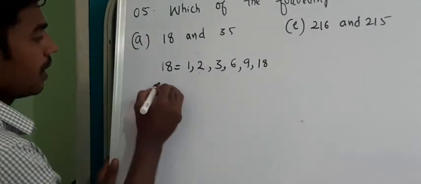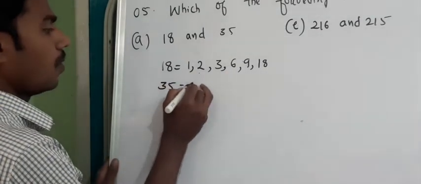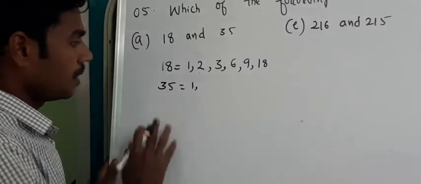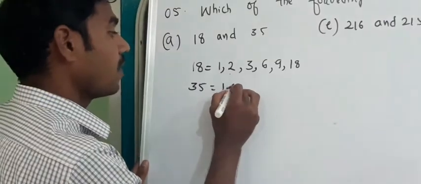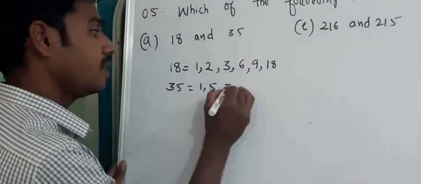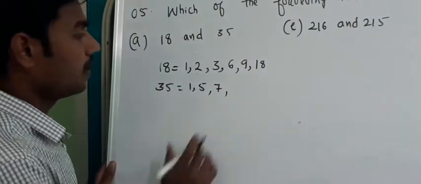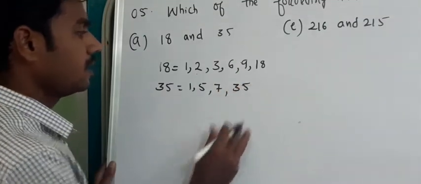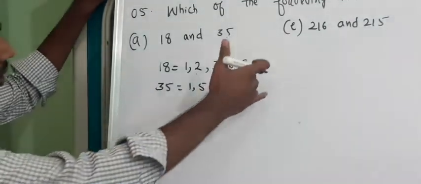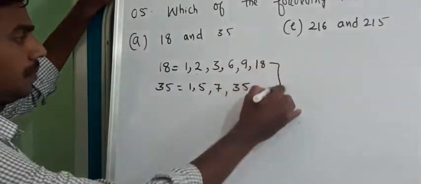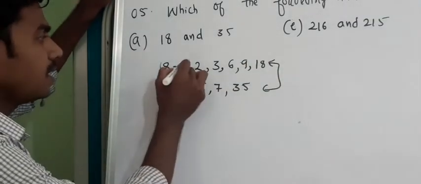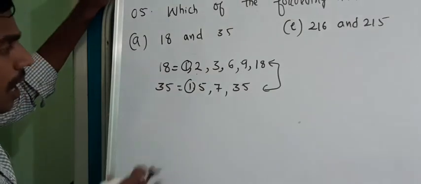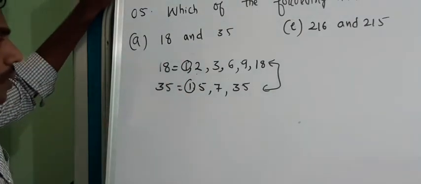Then what about 35? 1 is a factor of 35. 2 is not a factor, 3 is not a factor. Then 5 is a factor. Then 7 is a factor. Then 35 is a factor. When I look at these two numbers and their common factors, only 1 is a common factor. Except 1, are there any common factors? No.